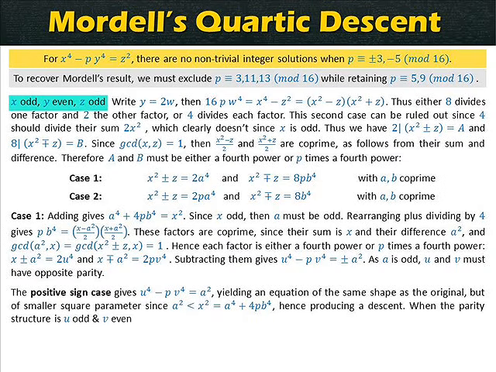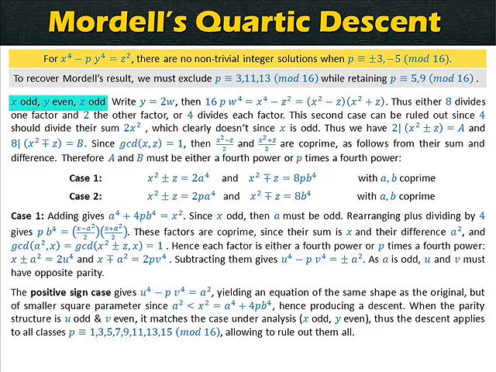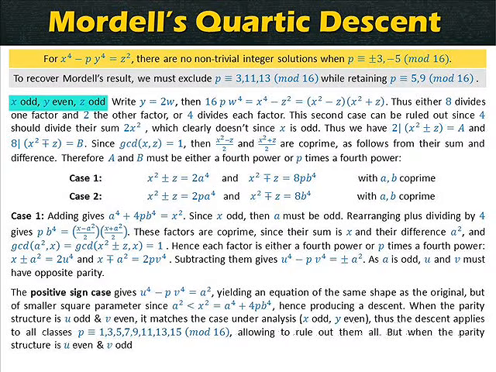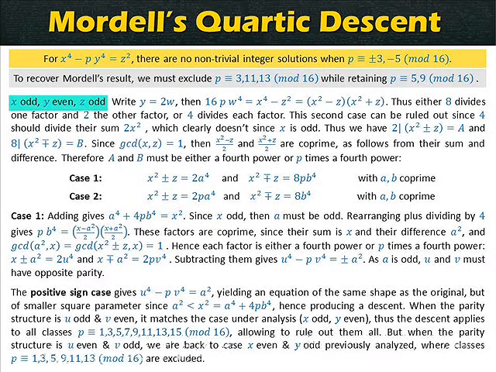When the parity structure is u odd and v even, it matches the case under analysis. Thus, the descent applies to all classes, allowing to rule out them all. But when the parity structure is u even and v odd, we are back to case x even and y odd previously analyzed, where classes 1, 3, 5, 9, 11, and 13 are excluded. Thus, the plus sign case rules out the residue classes 1, 3, 5, 9, 11, and 13 modulo 16.